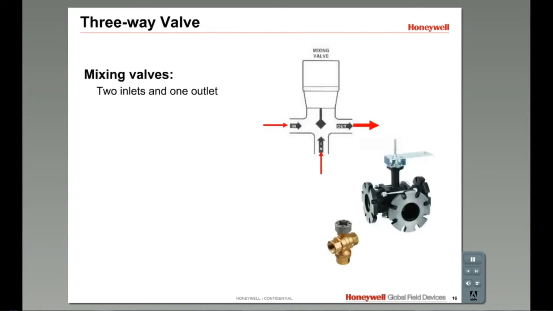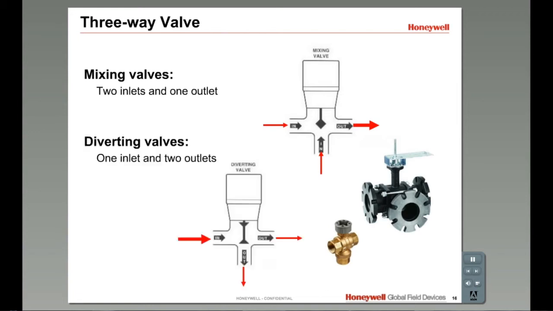Three-way valves are characterized by having three connection points. Mixing valves have two inlets and one mixed outlet. These are often used to mix hot and cold water to deliver water out at a desired temperature. Diverting valves have one inlet and two outlets. These are used to direct the flow one way or the other. For instance, they may be used to deliver the flow of water to a device or to bypass around it.